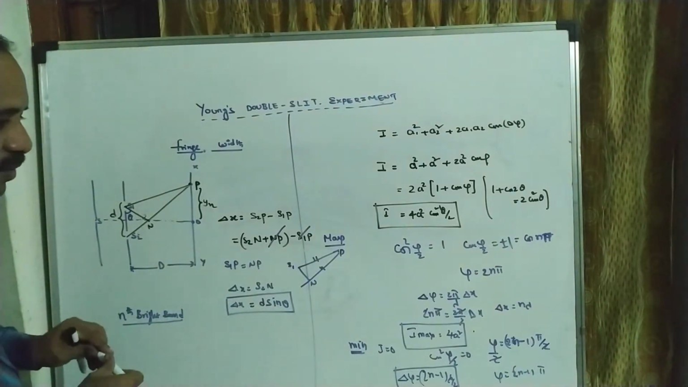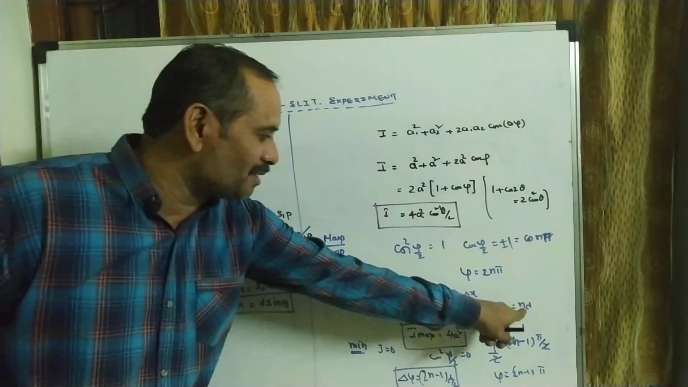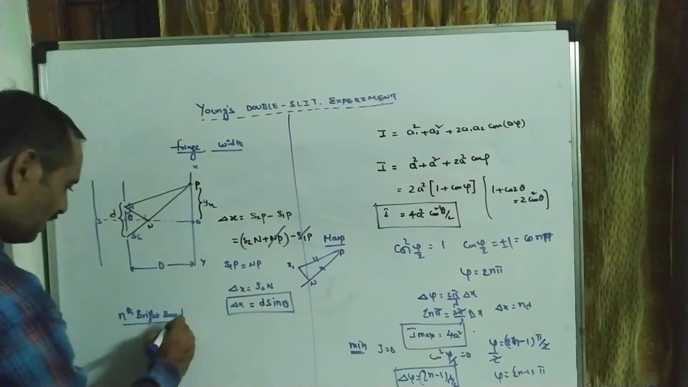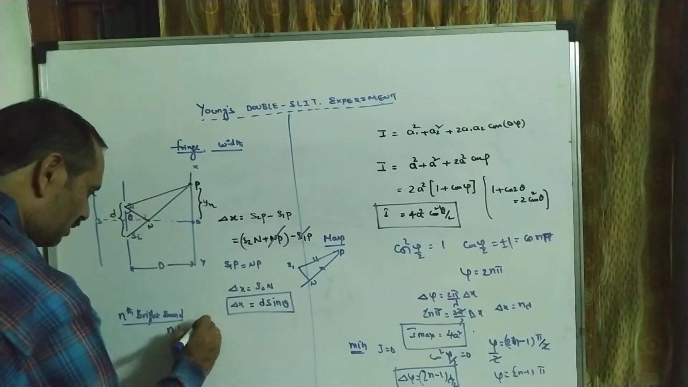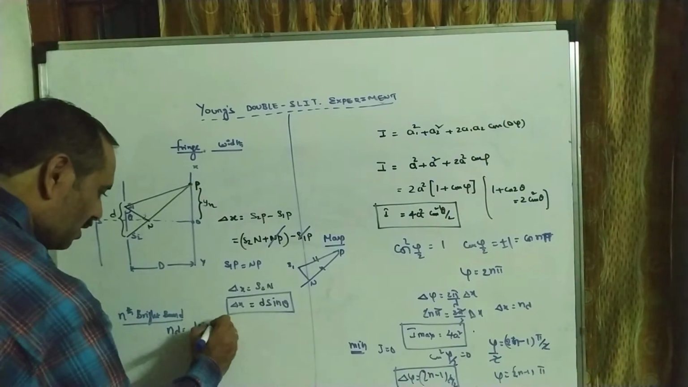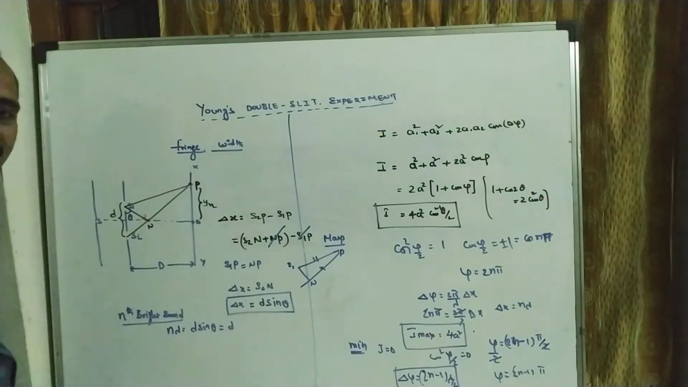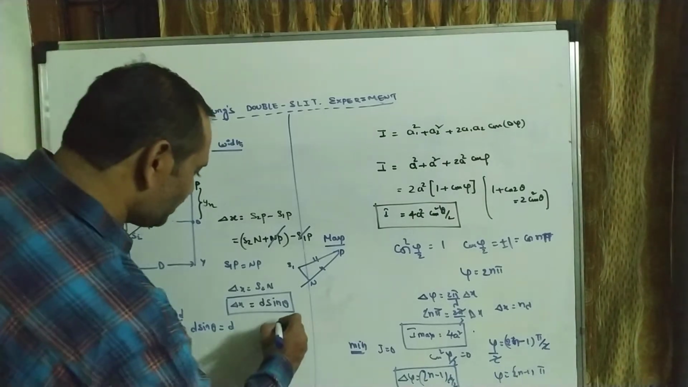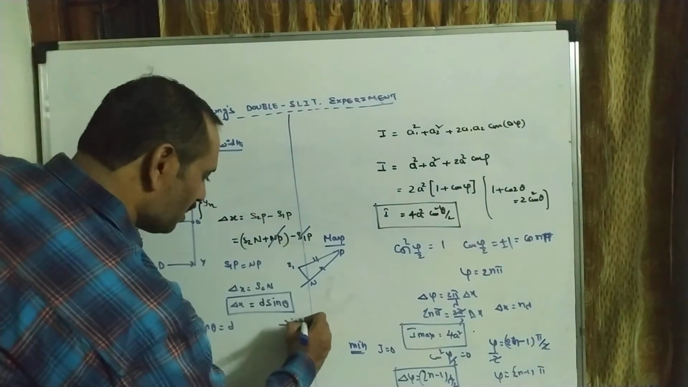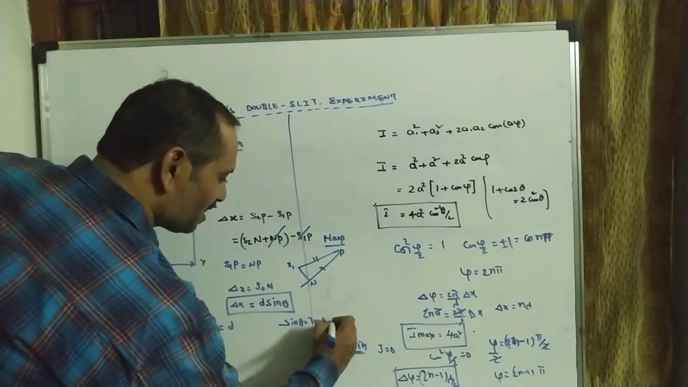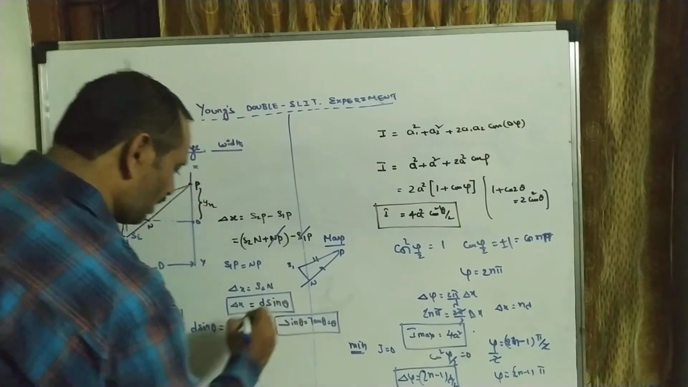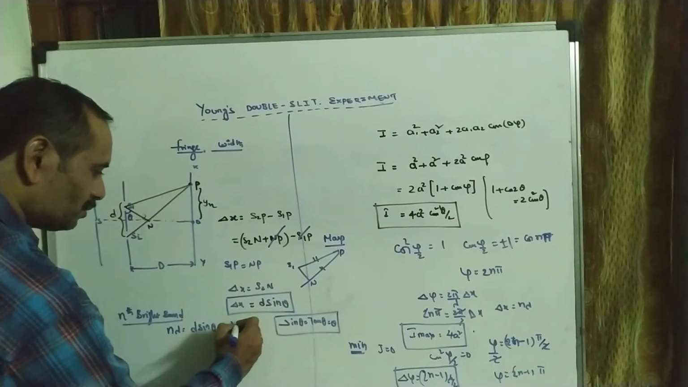Just now I said, the condition for maxima is what? Path difference n lambda equals d sin theta. For small theta, sin theta can be written as theta, that is, tan theta equals theta. Now that is d into tan theta.